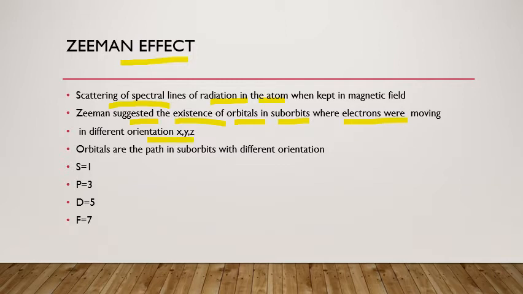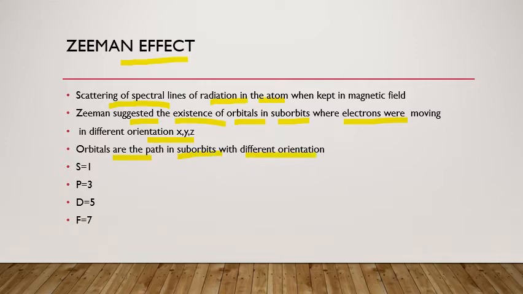It's a three-dimensional path where they can go in different orientations: x, y and z. So the concept of the orbital in classical mechanics was given by Zeeman. The orbitals are the paths in the suborbits with different orientations.